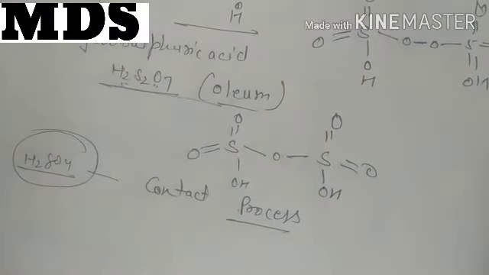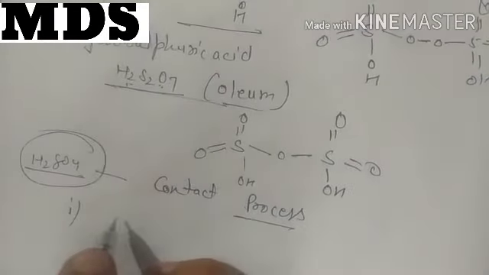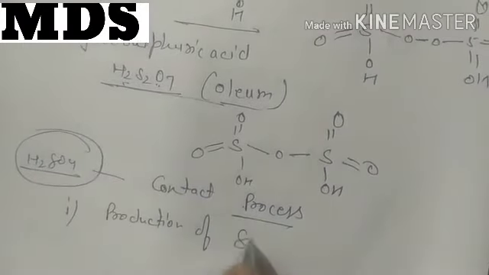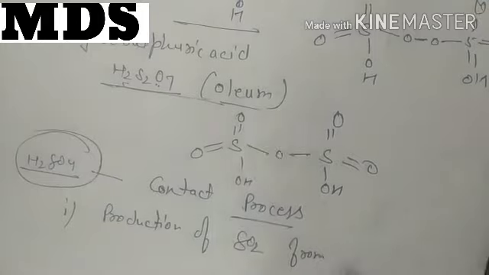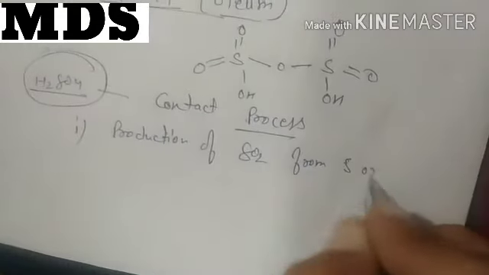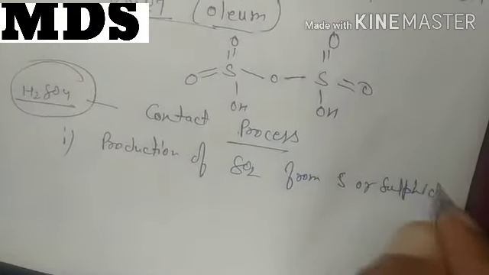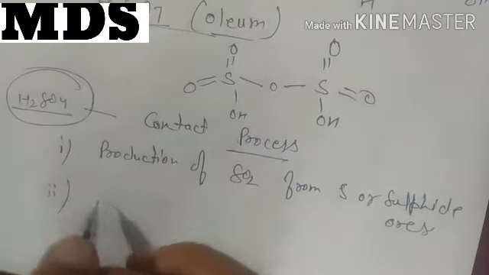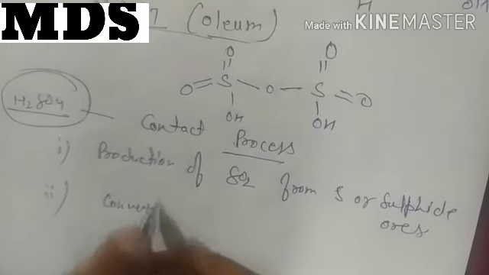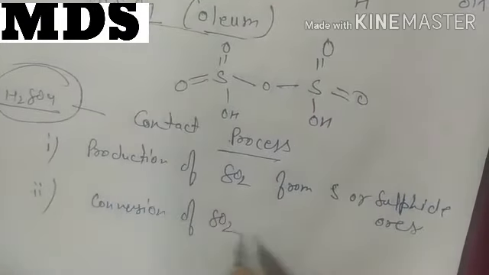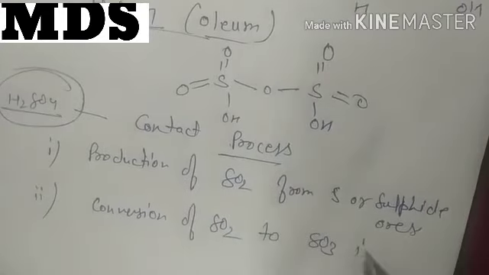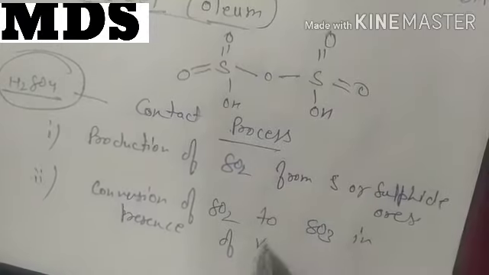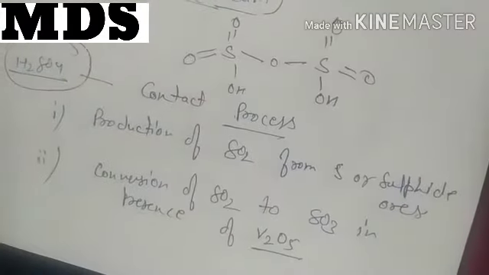For H2SO4 there are 3 main key steps. First, production of sulfur dioxide from sulfur or sulfides. So we have the sulfur dioxide in the first step. Second, conversion of sulfur dioxide to sulfur trioxide in the presence of vanadium oxide.